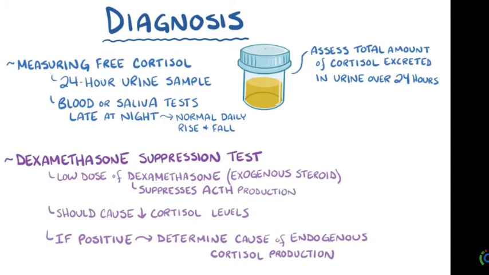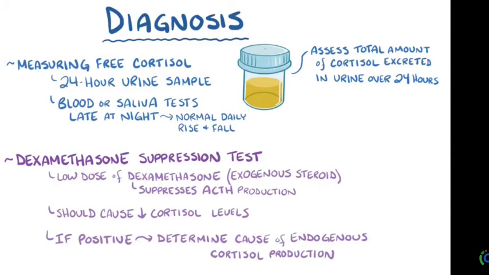For the DEXA suppression test, this test is done by giving a low dose of dexamethasone, which is an exogenous steroid. This is supposed to suppress the ACTH production and should cause a decrease in cortisol level. If the cortisol is still high, this means we can determine the cause of endogenous cortisol production by actually measuring the ACTH.